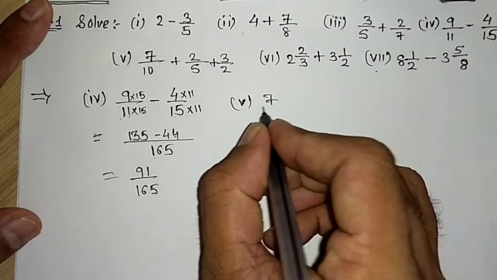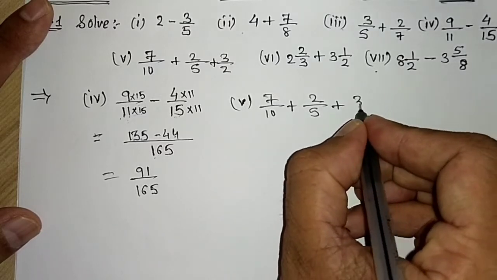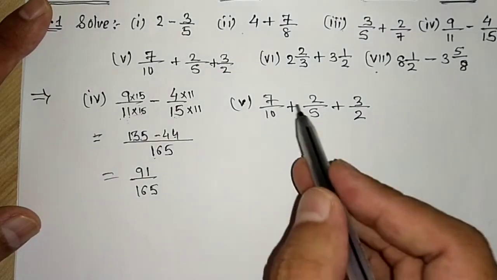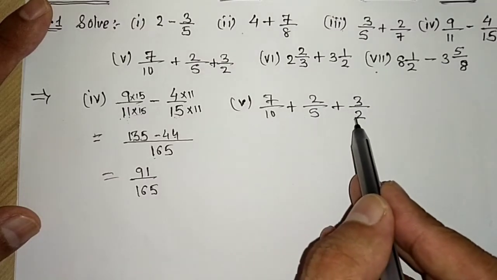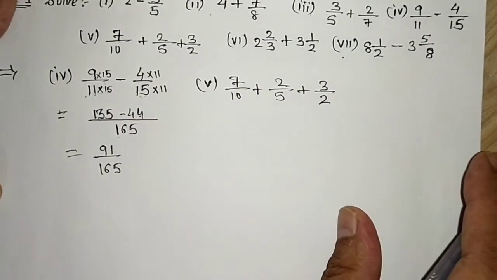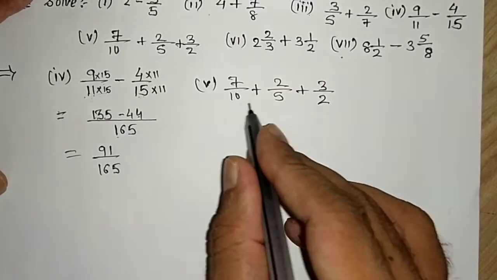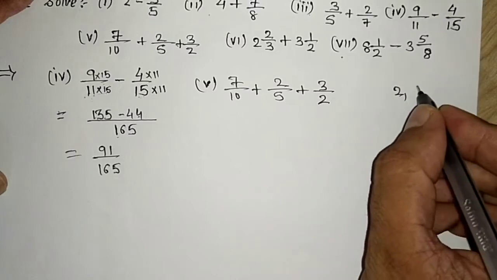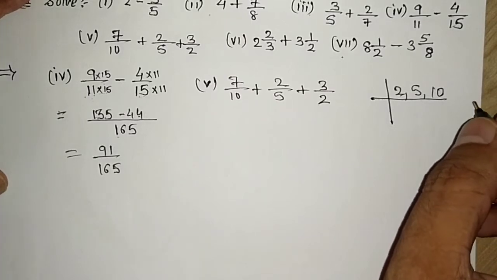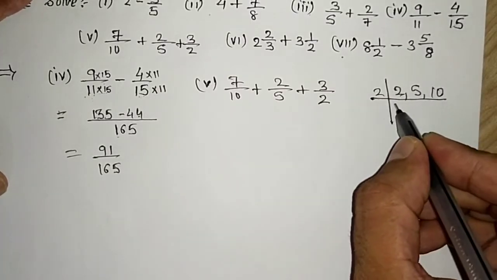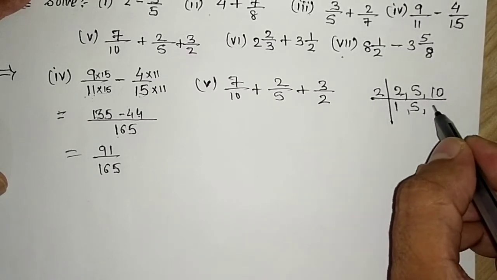Fifth number is 7 divided by 10 plus 2 divided by 5 plus 3 divided by 2. Here we are adding three fractions. Definitely here also they are unlike fractions. So we will take the LCM of the denominators. And how to take the LCM of the denominators? We will take the three numbers, that is 2, 5 and 10, and try to take the prime factorization of these three numbers. 2 ones are 2, in 2's table 5 doesn't come, so 5 will remain as it is. 2 5s are 10.